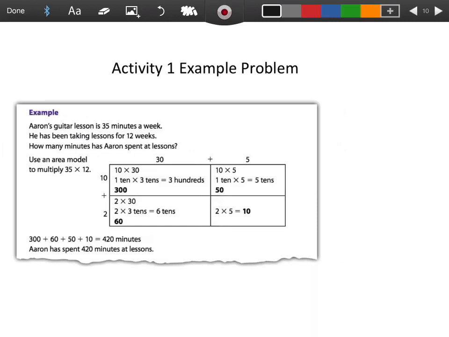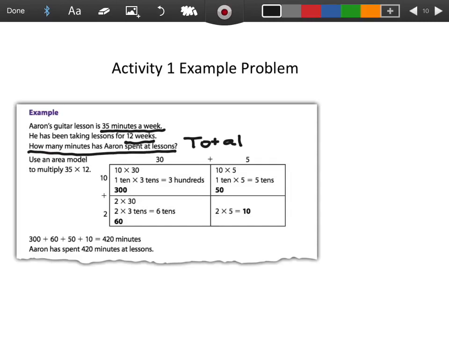We're good readers, right? Aaron's guitar lesson is 35 minutes a week. So he repeats that every week. He has been taking lessons for 12 weeks, so he's repeated that 35 12 times. So we're going to multiply to solve this problem because it wants to know how many minutes Aaron has spent in lessons, which is looking for the total.